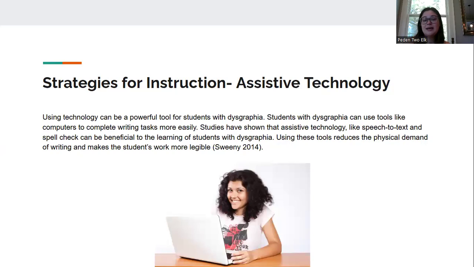Another strategy is using assistive technology. Students with dysgraphia can use tools like computers to complete writing tasks more easily. Studies have shown that using assistive technology like speech to text and spell check are also beneficial for students with dysgraphia. Using these tools decreases the physical demand that writing takes, and it makes the students' work more legible for everyone involved.